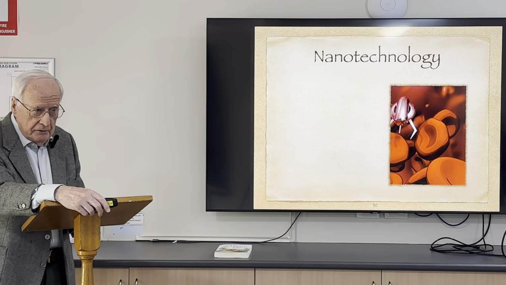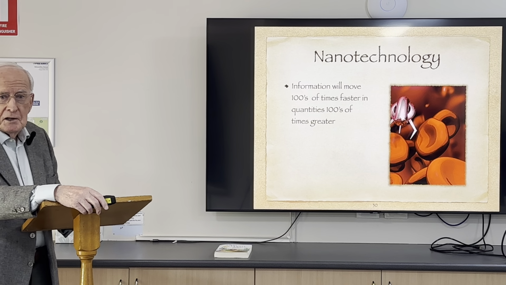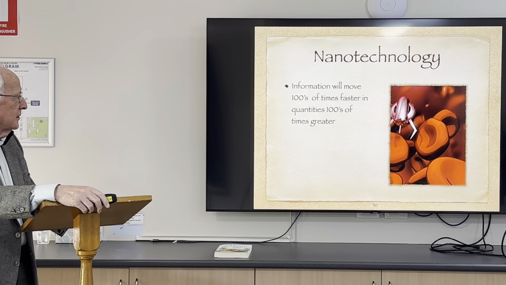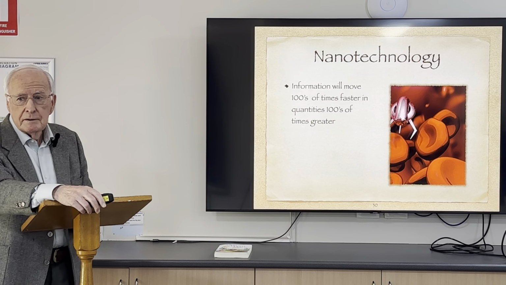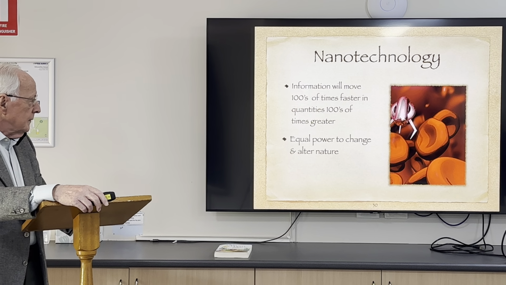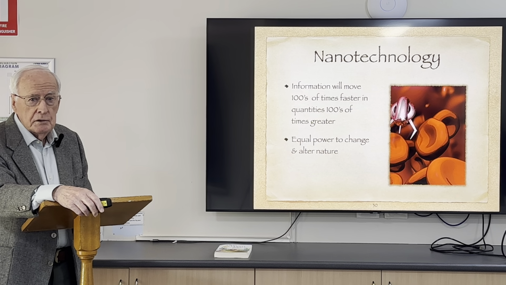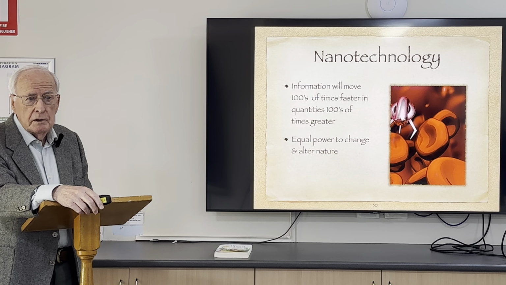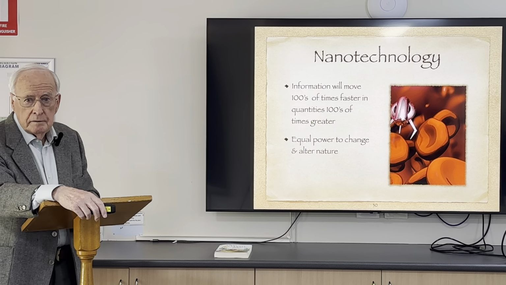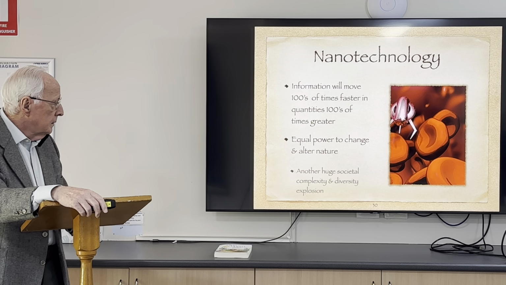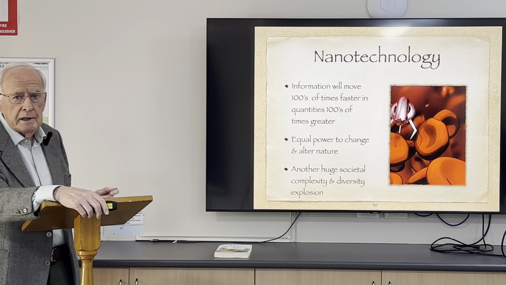So then we're going down to nanotechnology. You get a lot of this stuff in science fiction books, of course, of little things. But information will move hundreds of times faster in quantities hundreds of times greater. We can probably up that to thousands by now. Equal power to change and alter nature. We do that. We change the course of rivers. We cut down mountains. We block streams. We destroy species. We alter DNA. Yeah. And the question is, do we know what we're doing? And quite often we just do it because we can.